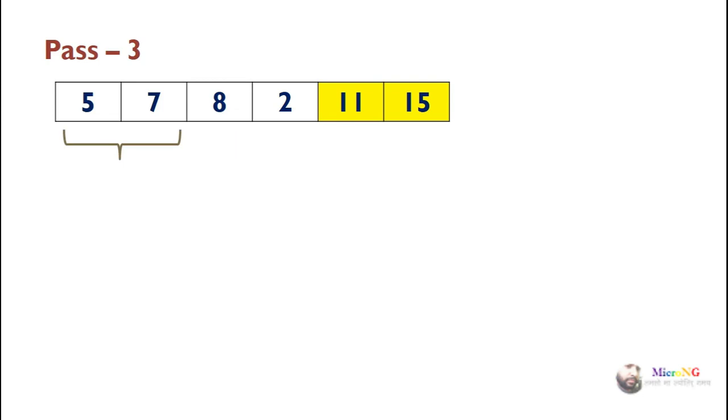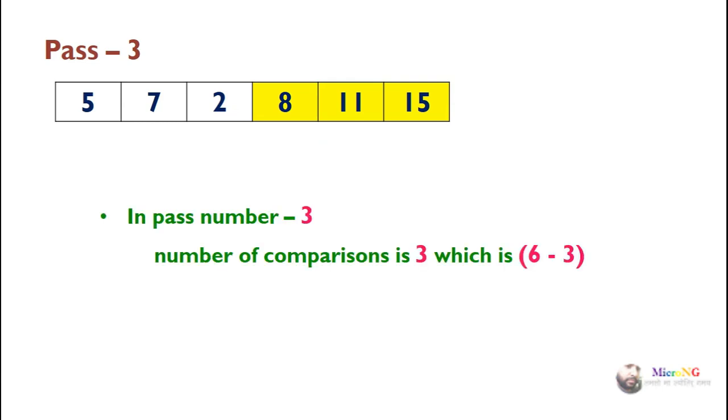Let's go to pass number 3. Here again we compare adjacent values: 5 and 7, no swap. 7 and 8, no swap. 8 and 2, 8 is bigger when compared to 2, so they need to swap. So 8 becomes part of the sorted order by the end of pass 3. In pass 3 in total we made 3 comparisons, which is equal to 6 minus 3.